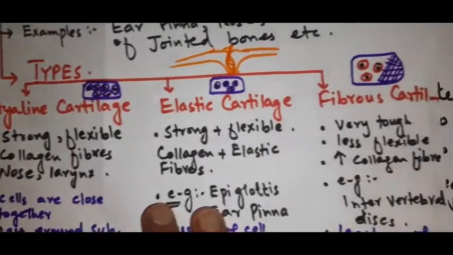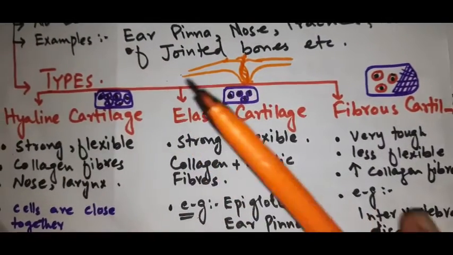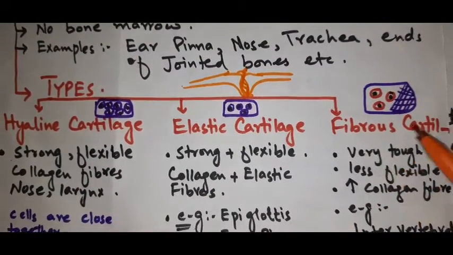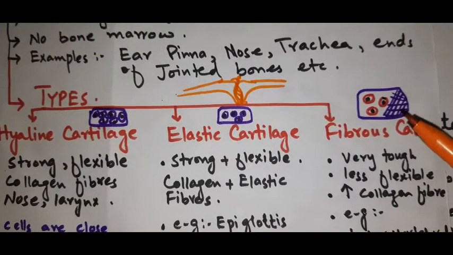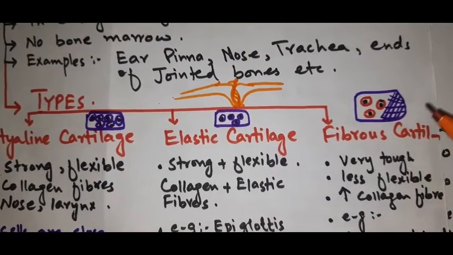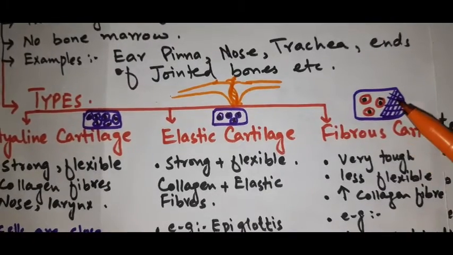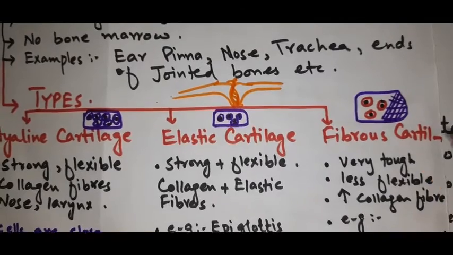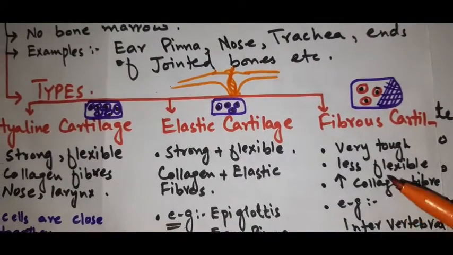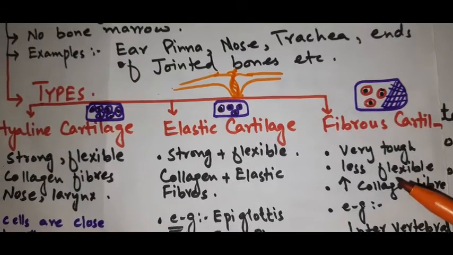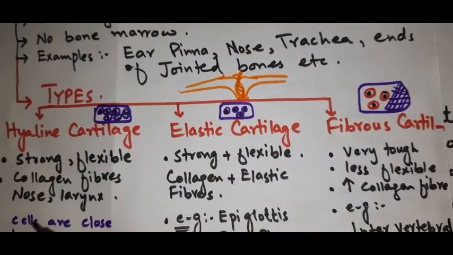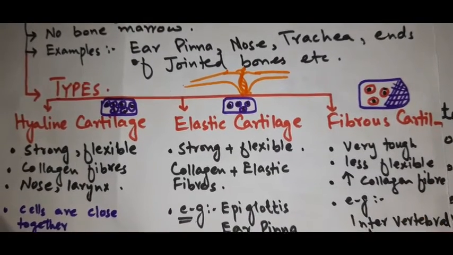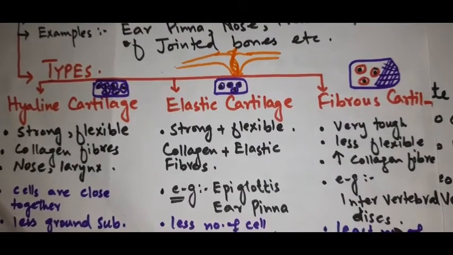Now the next one is fibrous cartilage, right? Here the arrangement of the collagen and elastic fibers is in knitted form, which gives more strength to this type of cartilage. They are very tough in nature, less flexible, and they contain more collagen fibers, right, as compared to the elastic and hyaline cartilage. They contain more collagen fibers. The example is the intervertebral disc, right?